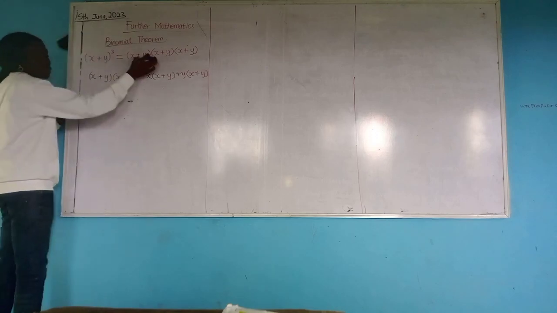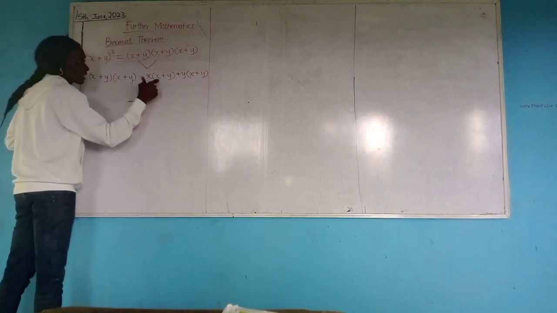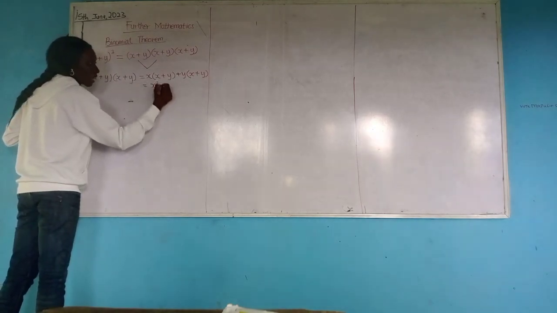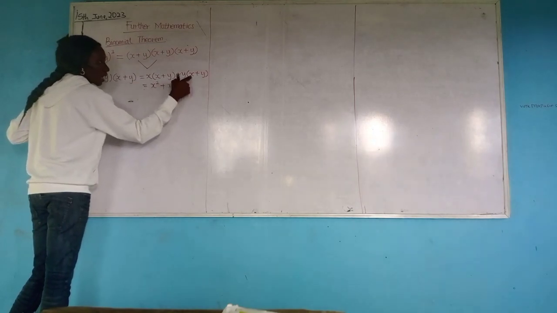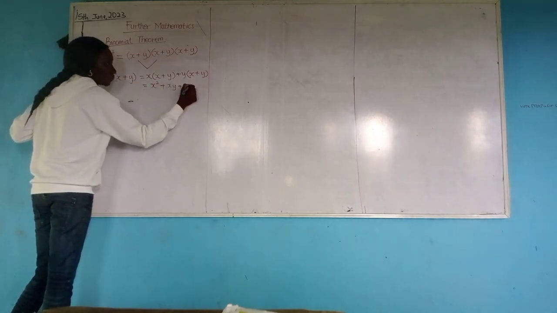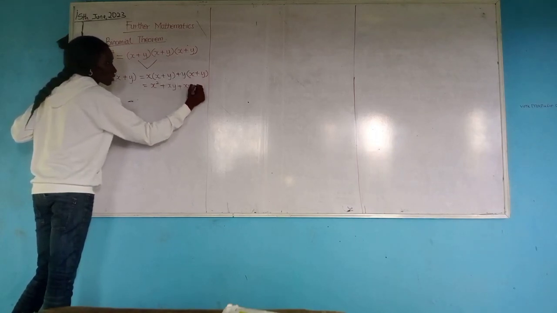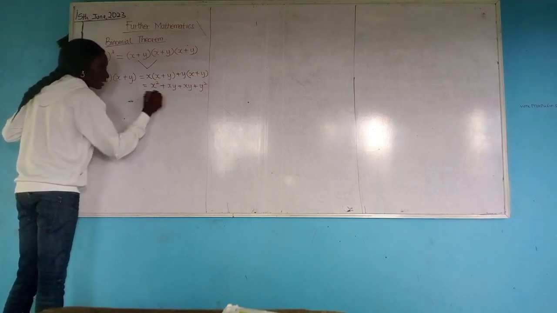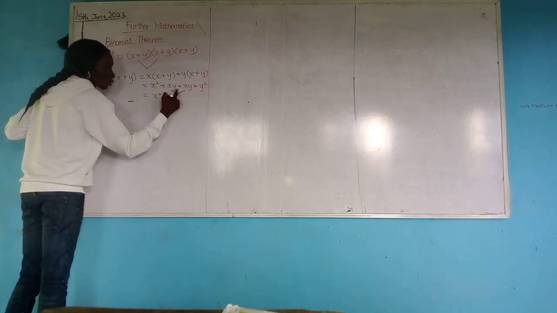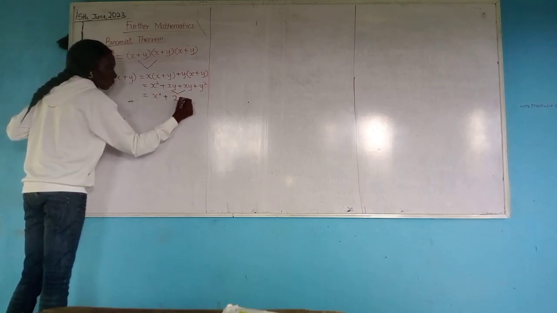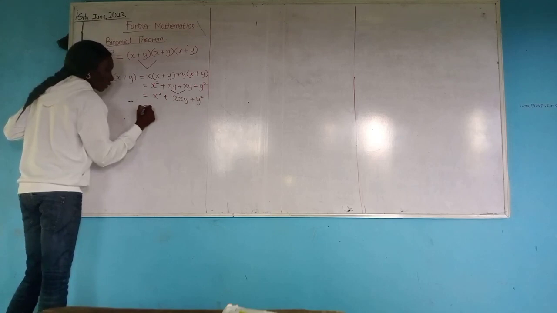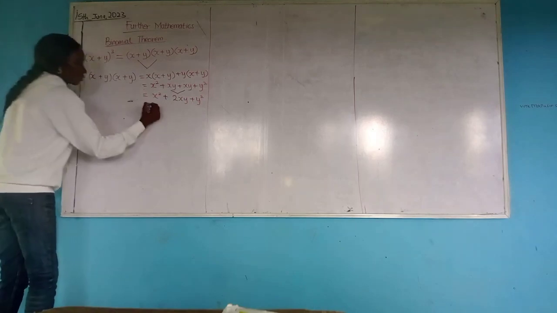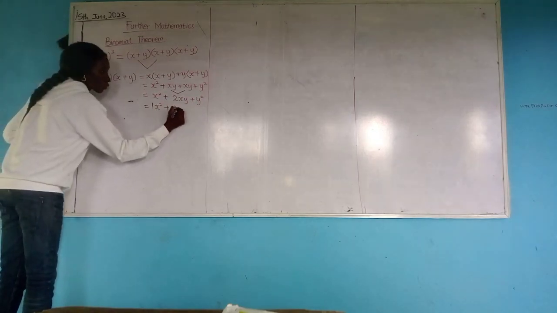What am I doing? I'm simplifying these two first. x times x gives us x squared, x times y gives us plus xy, plus y times x gives us plus xy, and plus y times plus y gives us plus y squared. If I merge this together, xy plus xy gives me 2xy, plus y squared. You will observe that the coefficients of x squared and y squared are 1 respectively.